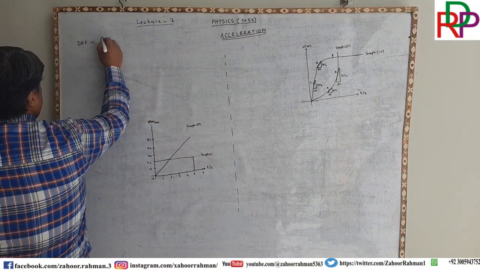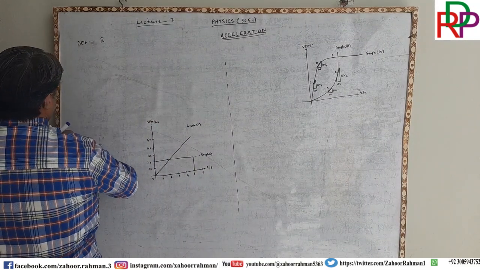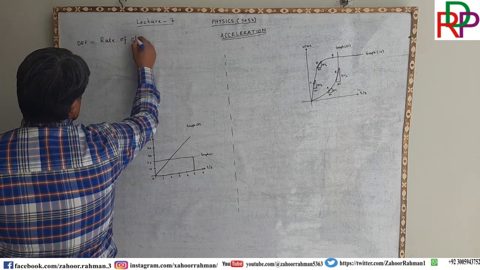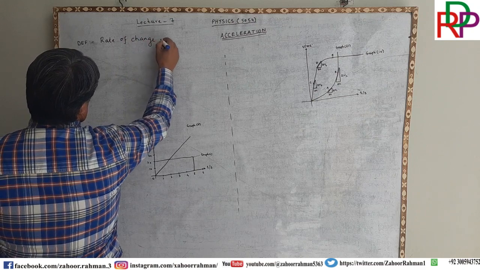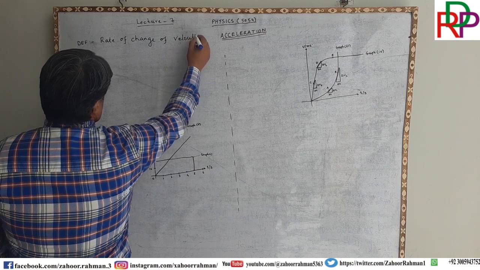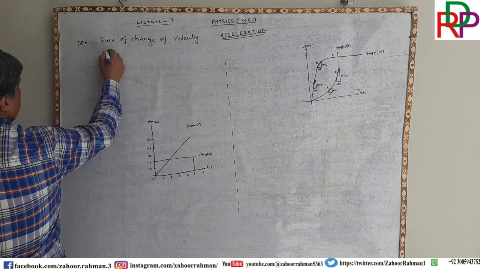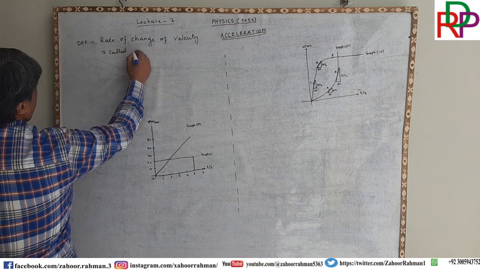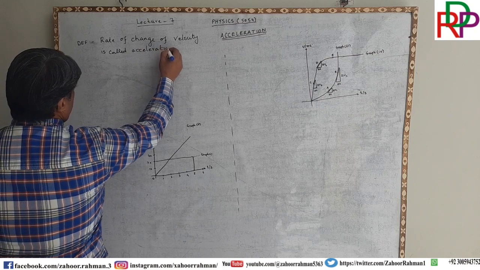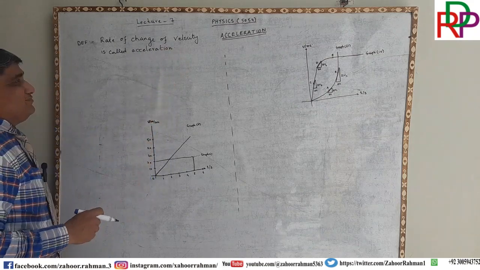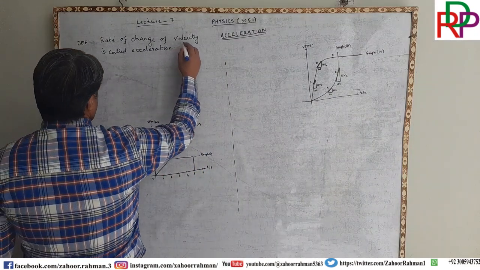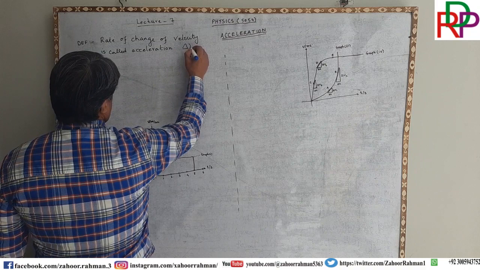Rate of change of velocity is called acceleration. Remember that if velocity is changing, then we are representing it by delta v.